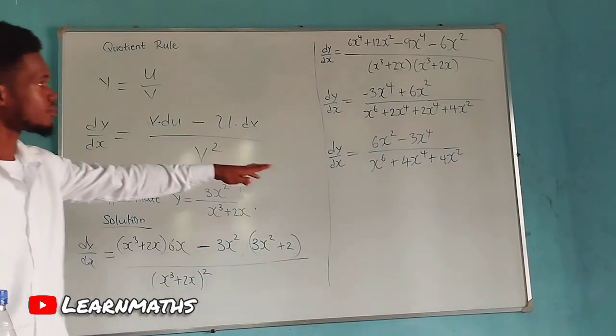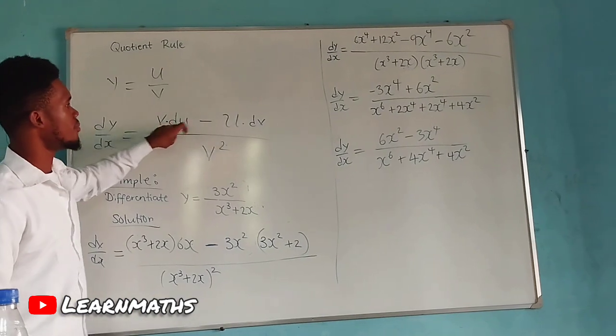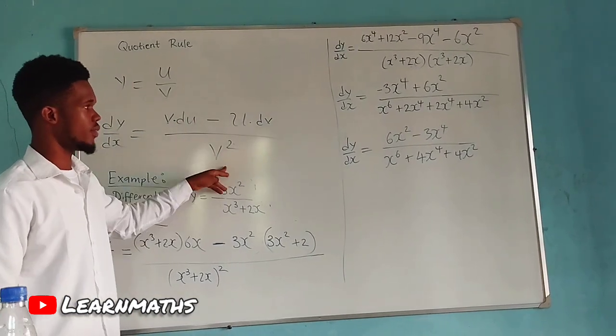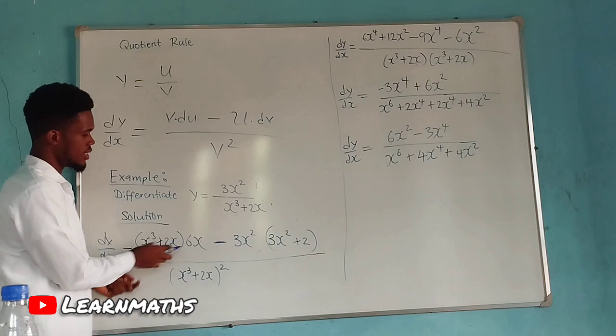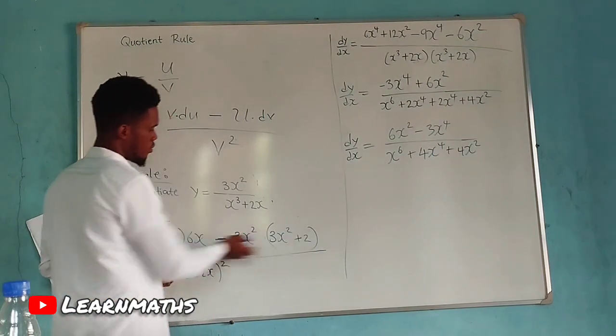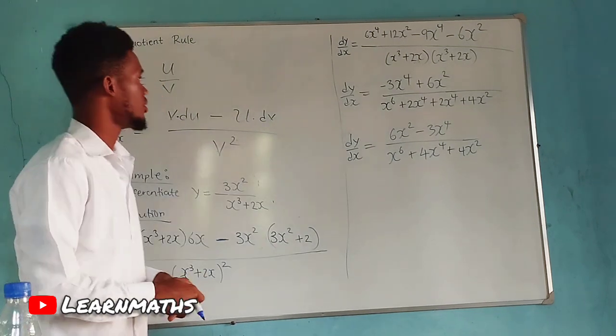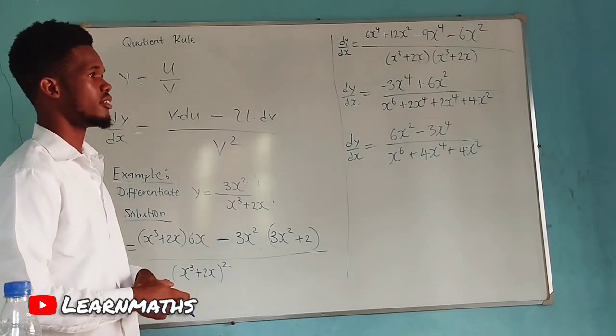That's the differential. So this simply I apply quotient rule, v du minus u dv over v squared, right? V differentiate u minus u differentiate v over v squared. That's how you apply quotient rule. So now let's move on to chain rule.